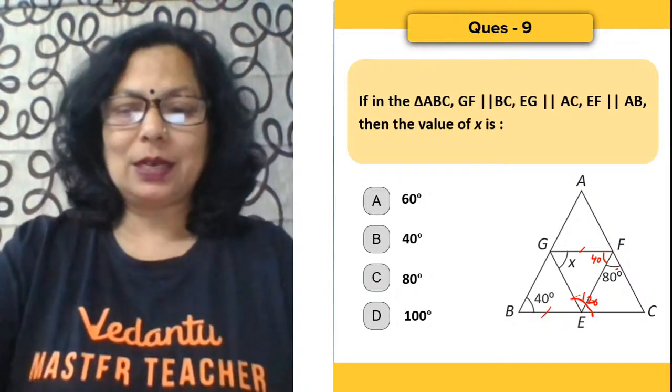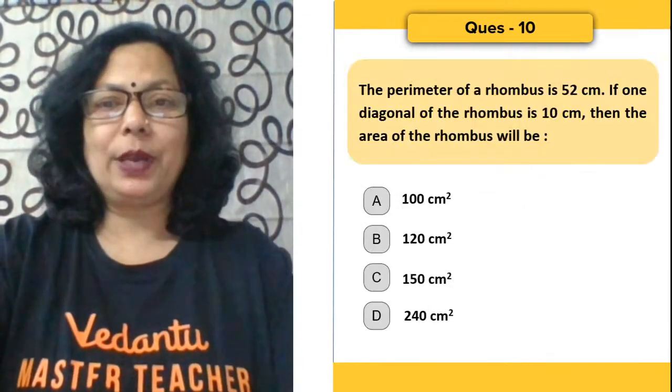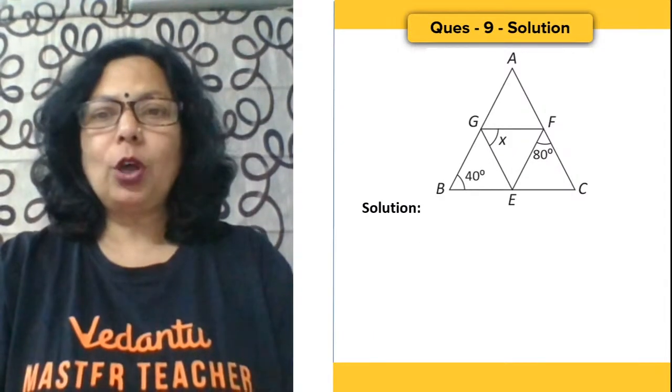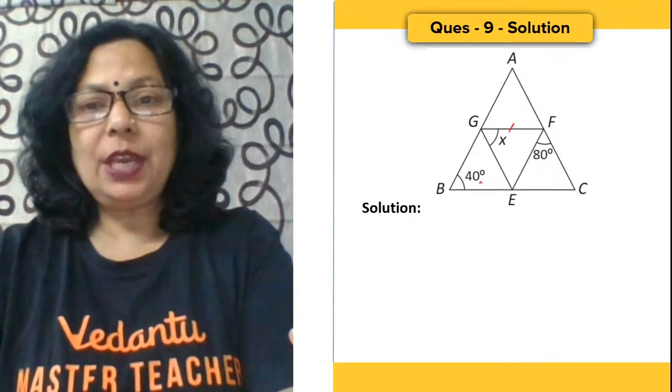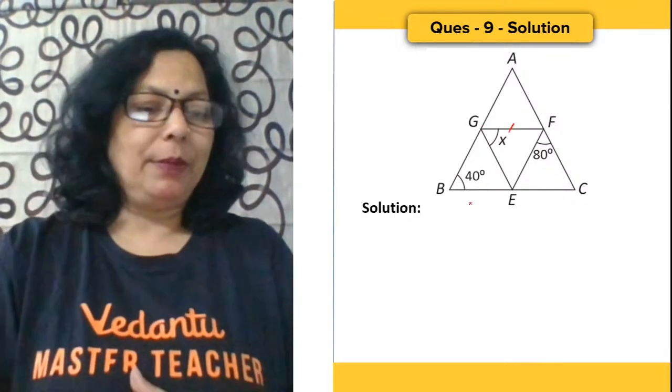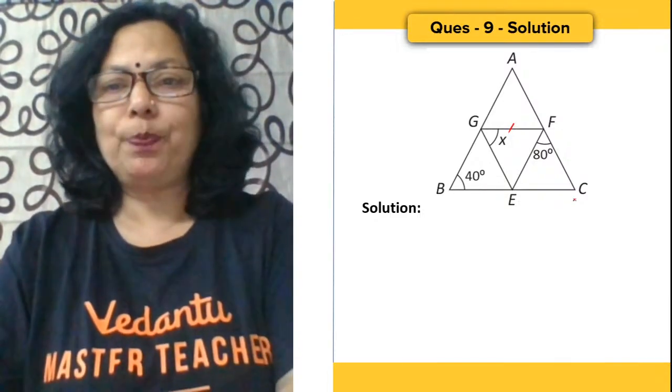Very good. This was a little tricky question. Those who have applied the brain over here will solve it. See, I can explain it to you. The steps to write this are very long. If you understand it, it will be quick. GF is parallel to BC.